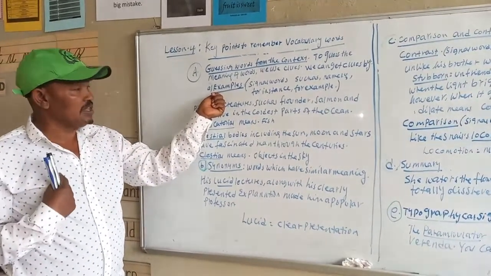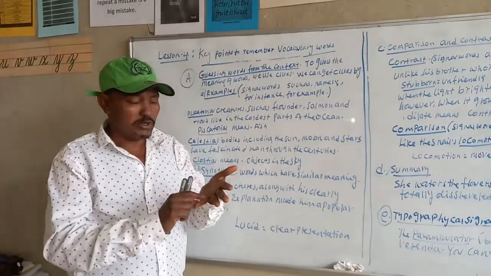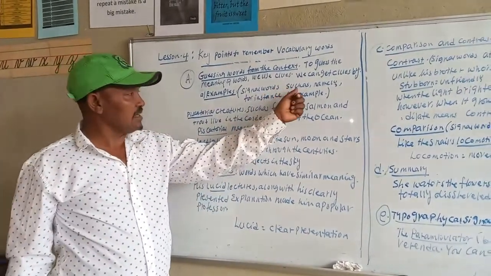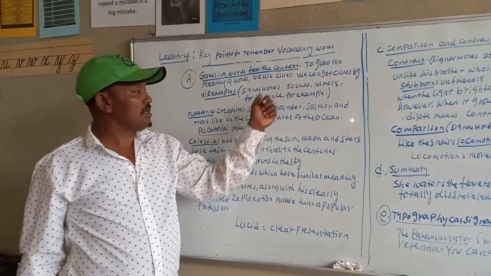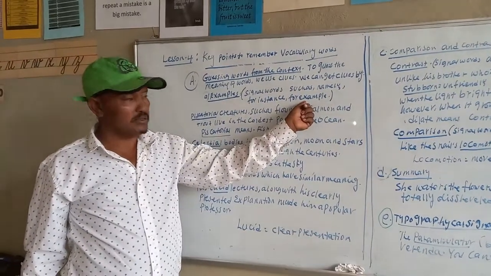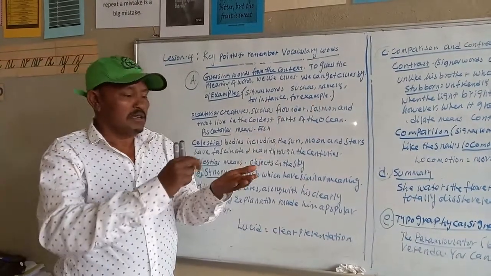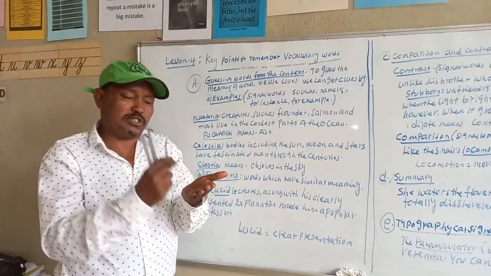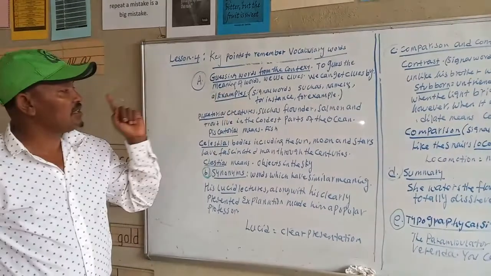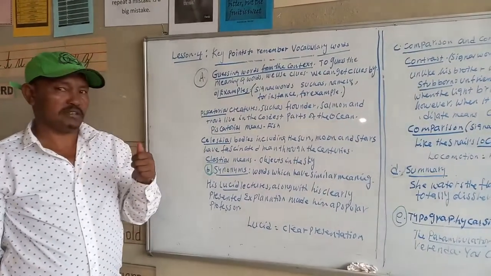The first one is examples. Clues can be found by examples. So there are some signal words which function as a signal, such as namely, for instance, and for example. A word which is separated by this signal word is an important word which gives clues to guess the meaning of that underlined word.